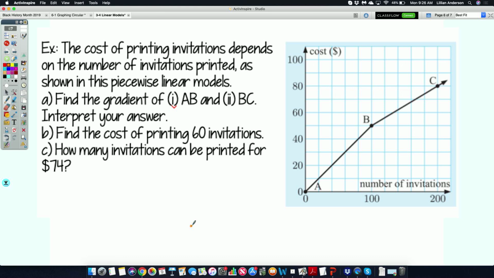So, what's the gradient of AB? Gradient is 1. What's the gradient of BC? 3 over 5. Okay. So interpret your results. Interpret basically means in context. I feel like I said this before. In context of the problem, when you have a gradient of 1, what does that mean?